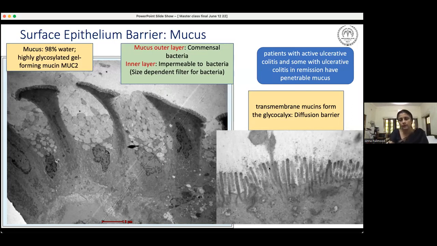So if you look at the mucus on the surface of the colonic mucosa, on top of the columnar cells, actually you have a thin layer of mucin. Okay, this is called the glycocalyx. And these are actually transmembrane mucins. It's a very thin layer and it forms a diffusion barrier to molecules and water, to large molecules, bacteria also.